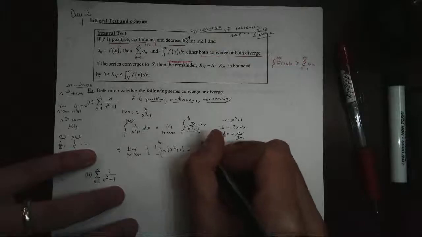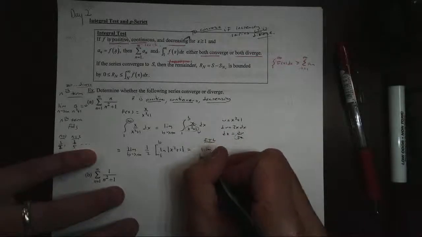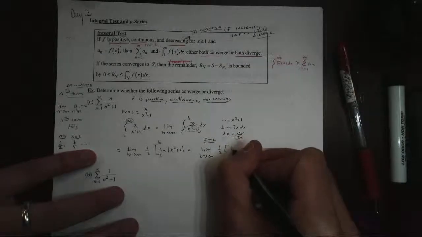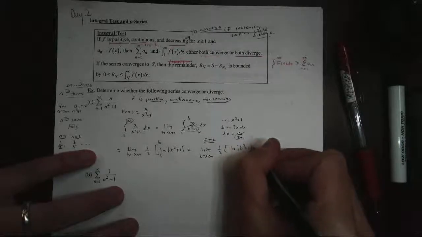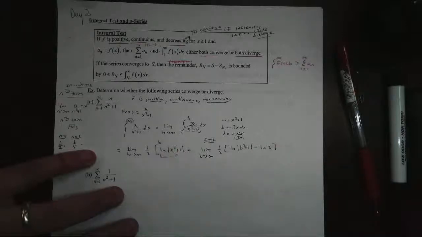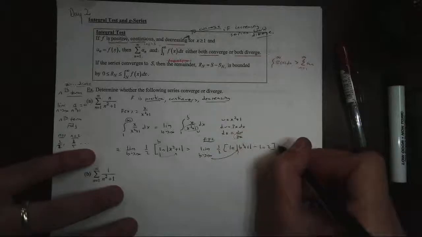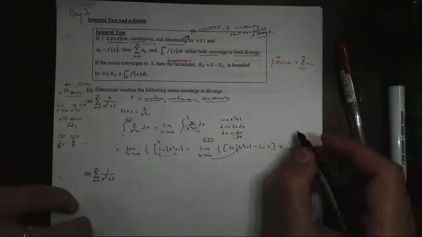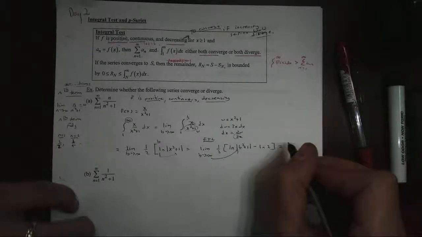Using the FTC, we're going to get the limit as b goes to infinity of 1/2 times the natural log of b squared plus 1 minus the natural log of 2, because if I plug the 1 in, I get 2. Now, as b goes to infinity, what happens? Well, this gets bigger and bigger and bigger. The natural log of 2 doesn't really matter. Take infinity minus the natural log of 2, still infinity. So this grows infinitely large.